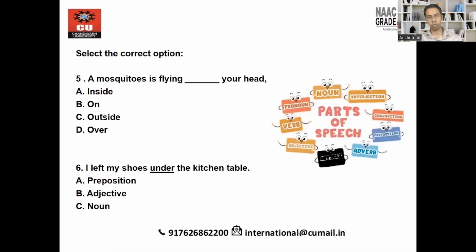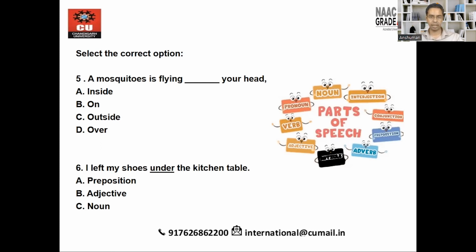If we talk about the fifth question, it says, a mosquito is flying dash your head. So here inside will make no sense. On means if a particular insect is stationed on the surface, then we can say on, but it is moving, flying. So flying will always have over as a preposition. So over is a preposition, and hence the answer is option D. A mosquito is flying over your head.